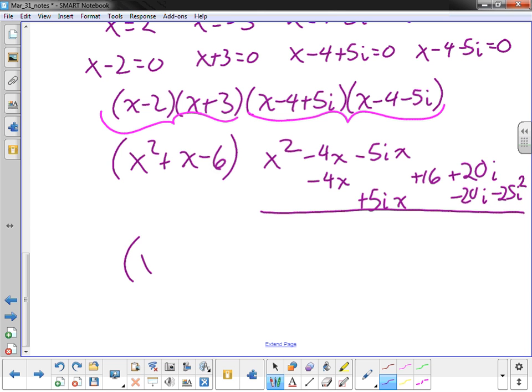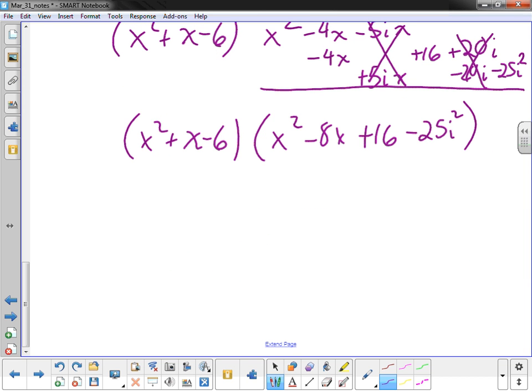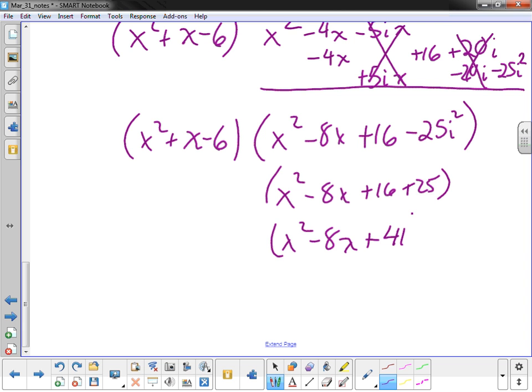I still have my x squared plus x minus 6. The real parts are the easy ones. Here I have an x squared minus an 8x. The ix's cancel off. I've got a plus 16. My 20i's cancel off. And I got a minus 25i squared. Now, as we know, i squared is a negative 1. So this is really a plus 25. So I really have an x squared minus 8x plus 16 plus 25. Well, if I clean that, that's an x squared minus 8x plus 41.